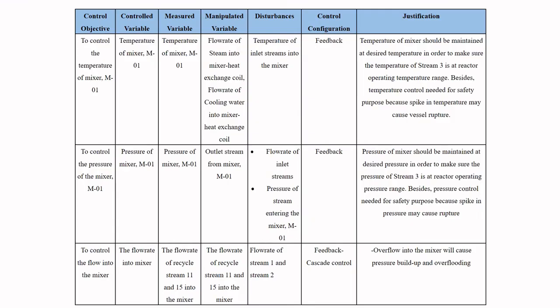The temperature in the mixer is controlled by using feedback control by measuring the temperature in the mixer and manipulating the flow rate of steam into the mixer heat exchange coil and the flow rate of cooling water into the mixer heat exchange coil. Next, the pressure in the mixer is controlled using feedback control by measuring the pressure of the mixer and manipulating the outlet stream from the mixer. Furthermore, the flow into the mixer is controlled by using feedback cascade control because the flow rate of both recycle stream 11 and 15 is measured and manipulated.